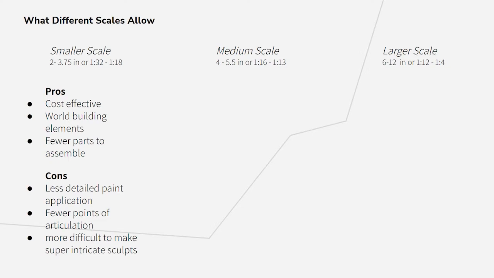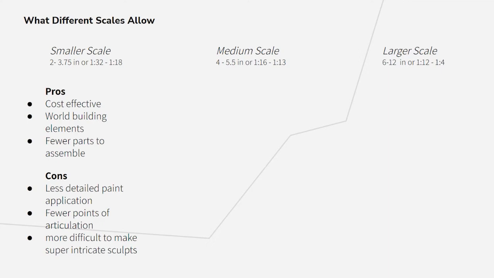What are some of the cons of a smaller scale? Well, less detailed paint application. There's only so much detail you can put into something that is very tiny. There's fewer points of articulation, like I said previously. Of course, there's exceptions, but for the most part, smaller scales do not have a great amount of articulation. And also, more difficult to make super intricate sculpts. This is just challenging because you're working with a very small amount of material and you just simply will not be able to get the same amount of sculpt work you can get out of a larger scale.